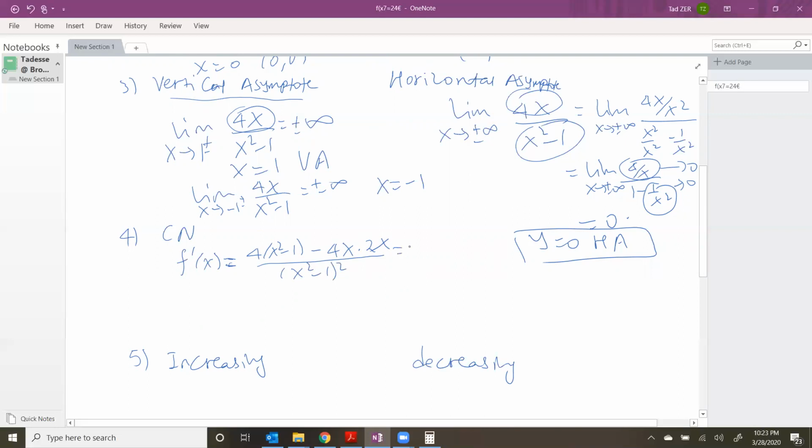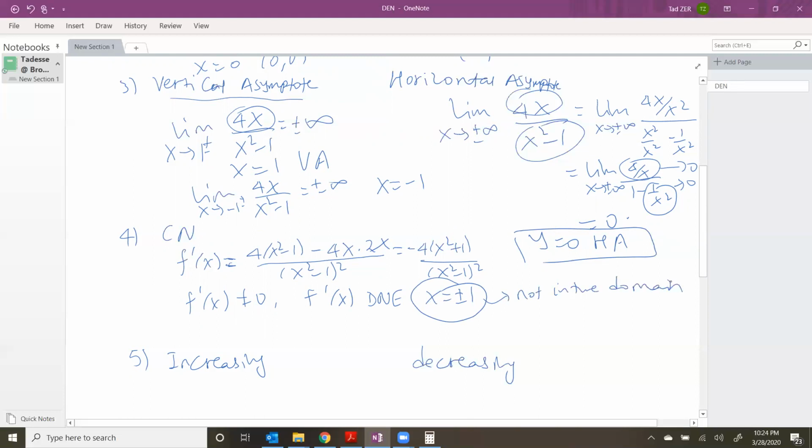Now, you can simplify the numerator. When you simplify the numerator, it will be negative 4 times x squared plus 1, divided by x squared minus 1, squared. Now, this derivative will never be equal to 0, because the numerator is x squared plus 1. And f prime of x does not exist if x equals plus or minus 1. But these are not in the domain.